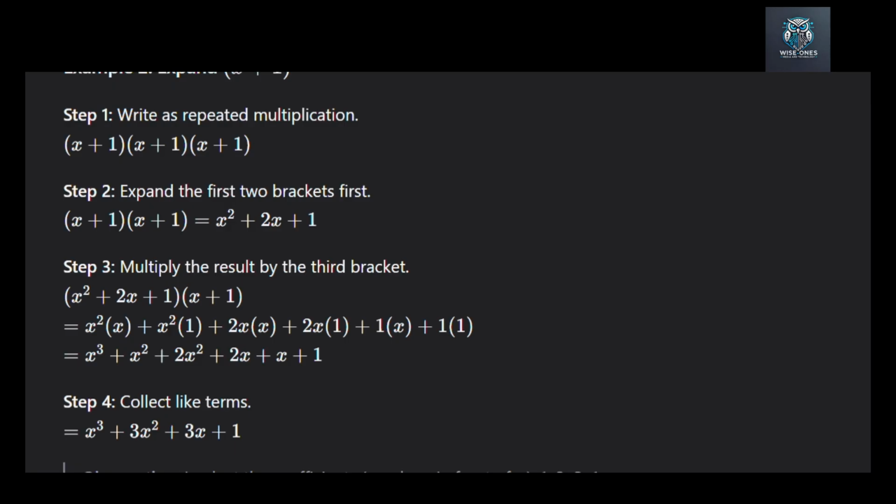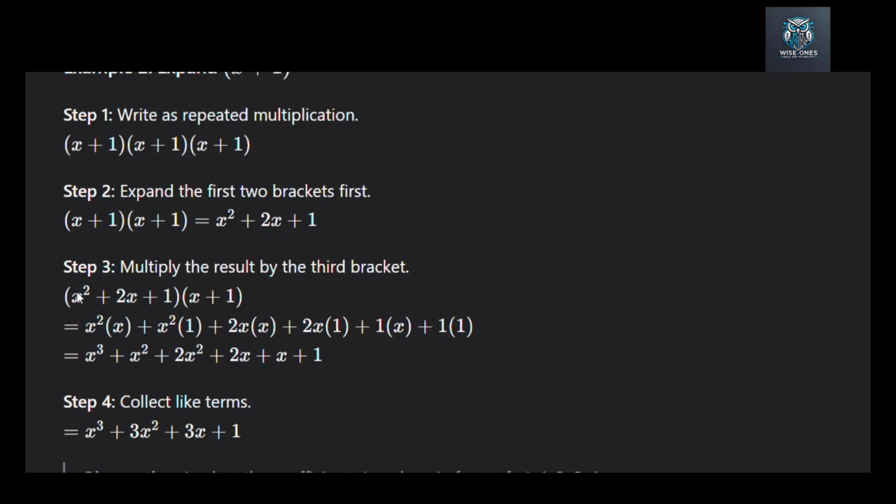Step 2, we cannot multiply 3 brackets at once easily. So we expand the first 2 brackets first. We just did something similar before. X plus 1 times x plus 1: x times x is x squared. X times 1 is x. 1 times x is x. 1 times 1 is 1. So, x squared plus x plus x plus 1. Collecting the like terms, x plus x is 2x. So the first part becomes x squared plus 2x plus 1.